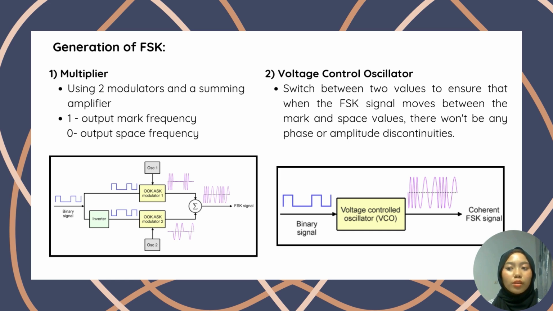So if there is bit 1, it will mark the output frequency, and if it's 0, it will mark an output space frequency. Next is by using the voltage control oscillator. So there is a switch between the two values to ensure that when the FSK signal moves between the mark and the space value, there won't be any phase or amplitude discontinuities.